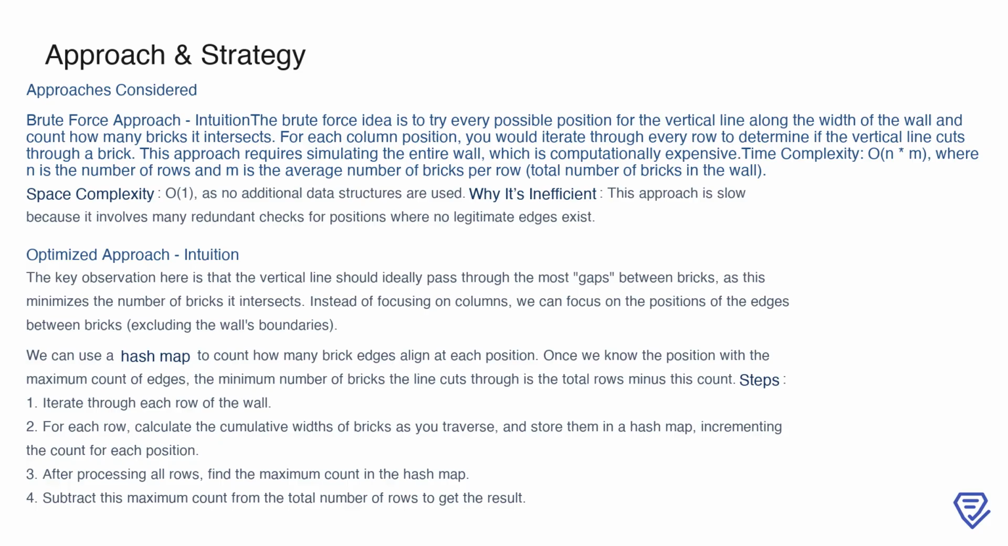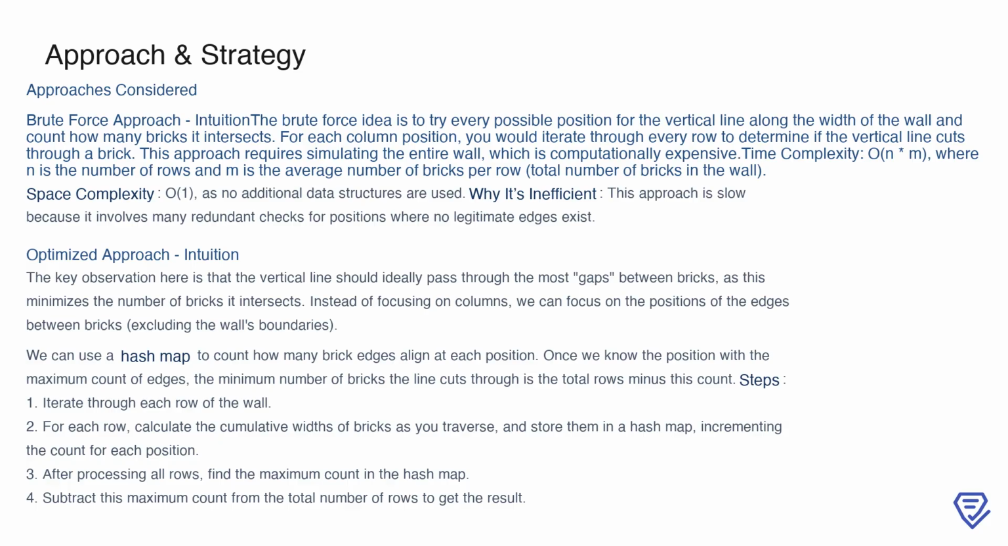Let's start by breaking down the 2 approaches we can use to tackle this problem. First, there's the brute force approach, which is based on the intuition that we could try placing a vertical line at every possible column position along the width of the wall. For each position, we would check every row to see if the line intersects a brick. This involves simulating the entire wall and essentially performing redundant checks at positions where no valid brick edges exist.